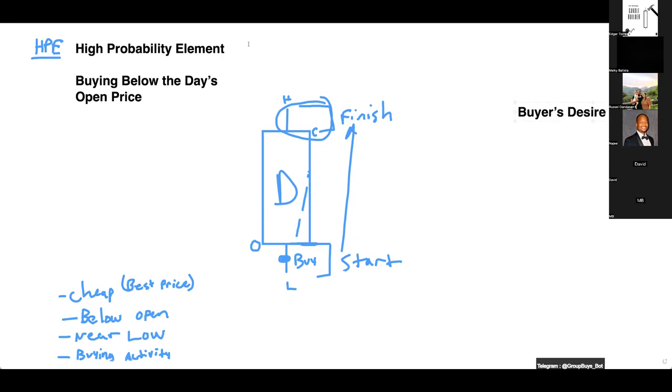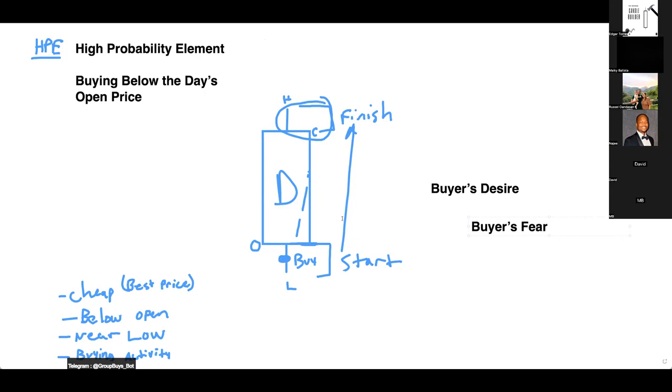Yeah, when you're playing the game as a buyer, you want to know where to be. That's the design of an up candle. That's the best place you want to be. You want to get in low and be out when it's higher, at or below the open. What's the buyer's fear? Losing. Buying expensive. Price going down.